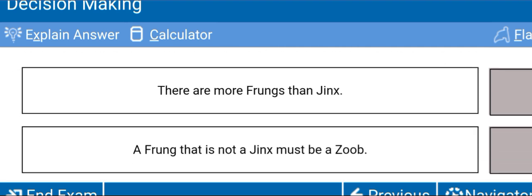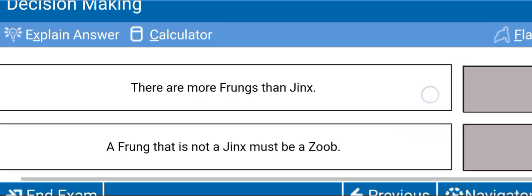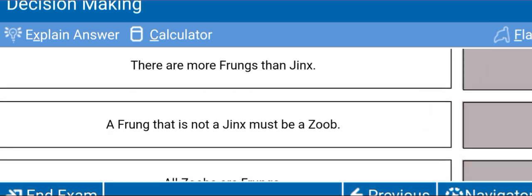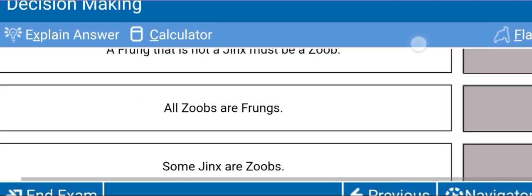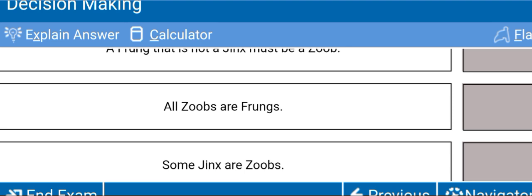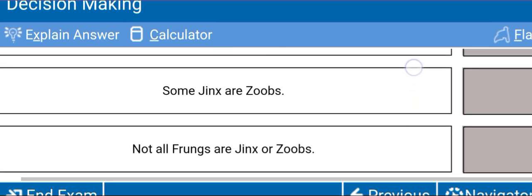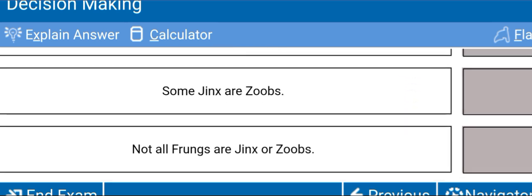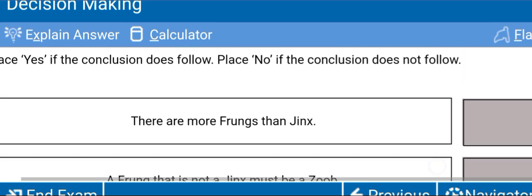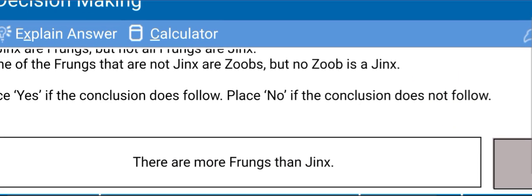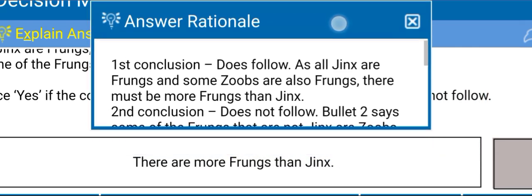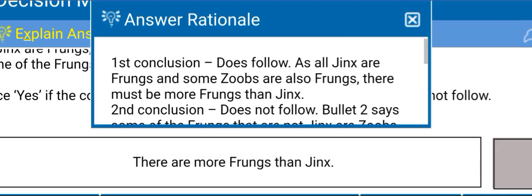So the first conclusion says that there are more frunks than jinks. Second says a frunk that is not a jink must be a zoob. Third says all zoobs are frunks. Fourth, some jinks are zoobs. And the last one says not all frunks are jinks or zoobs. So here we have our first conclusion. Let's see which one does follow and which one does not.